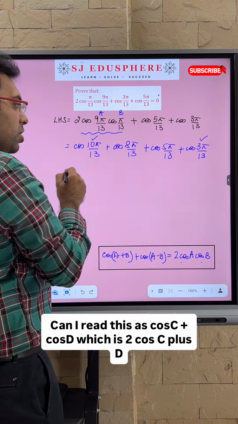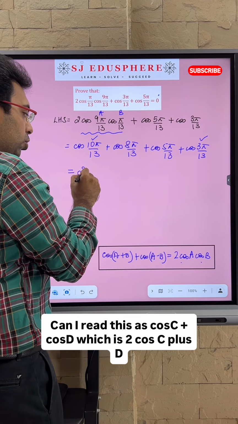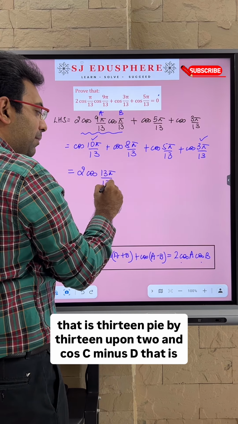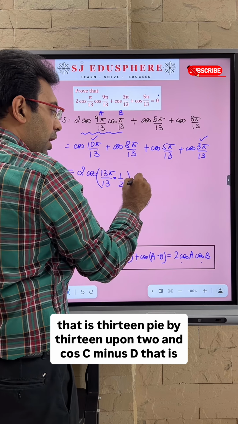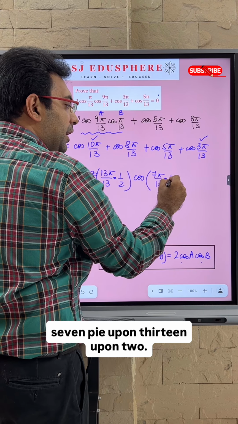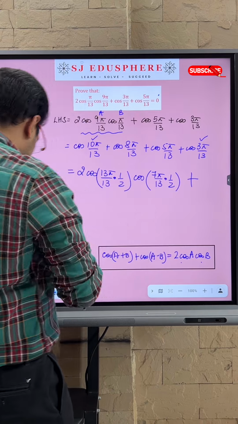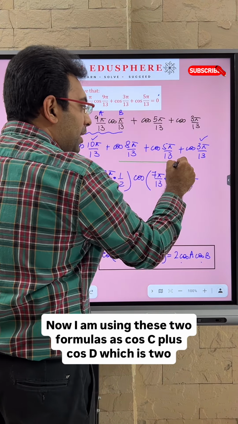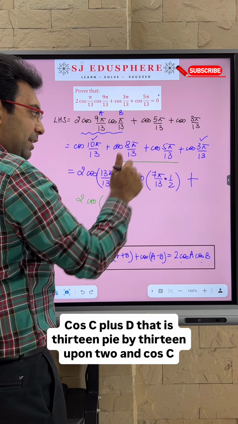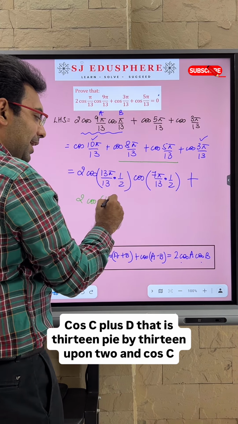Now, the logic which we used was to get 10 along with 3. Can I read this as cos C plus cos D, which is 2 cos C plus D upon 2, that is 13 pi by 13 upon 2, and cos C minus D upon 2, that is 7 pi upon 13 upon 2, plus now I am using the same formula, cos C plus cos D, which is 2 cos C plus D upon 2, that is 13 pi by 13 upon 2, and cos C minus D upon 2, that is 8 pi upon 13 upon 2.